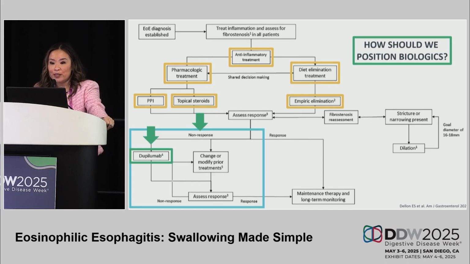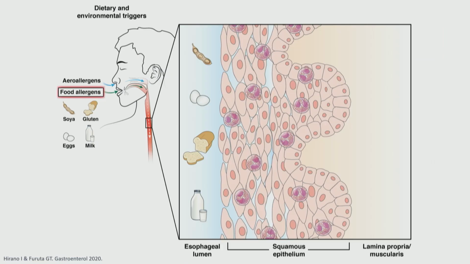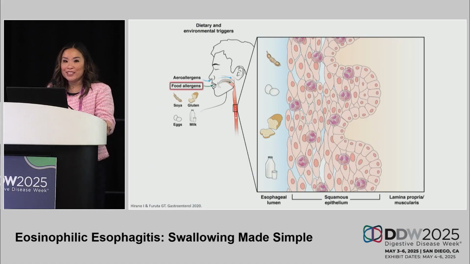So we'll shift gears now and talk about how to think about positioning biologics. So we've moved through the anti-inflammatory portion of treatment options. Jennifer talked about stricturing and dilations, and so now we'll focus on how do we consider biologics in this realm. As we talk about biologics, I'd like to point your attention just to focus on the pathophysiology of EOE and how these biologics play a role.